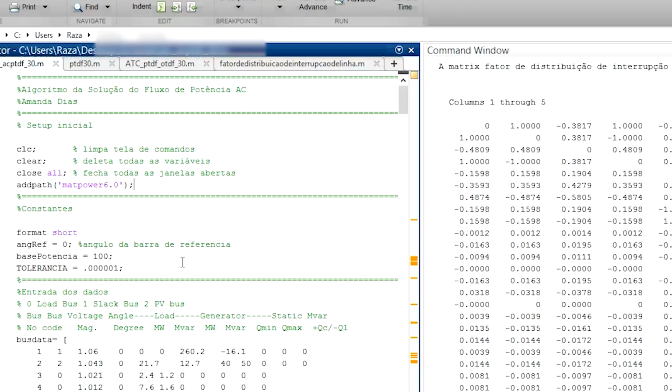Hello everyone, welcome back to another MATLAB video tutorial, and this video tutorial is about power transfer distribution factor.